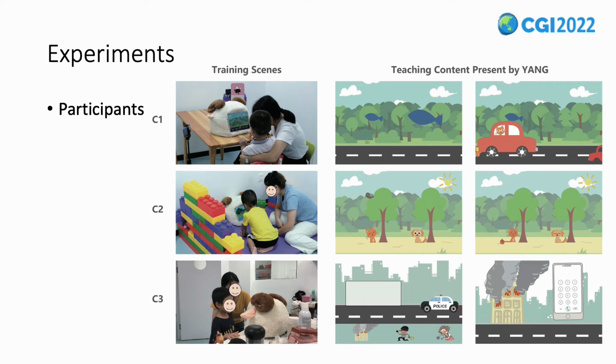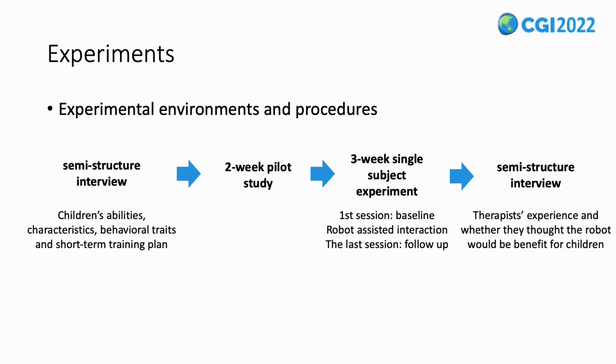We recruited 3 autistic children to participate in our experiment. Based on their abilities, characteristics, behavior traits, and short-term training plan, we tailored the training content to each child's preference. C1's training task was to understand the concept of big and small. C2's training task was to recognize animal sounds, and C3's task was to match corresponding objects in a conversation.